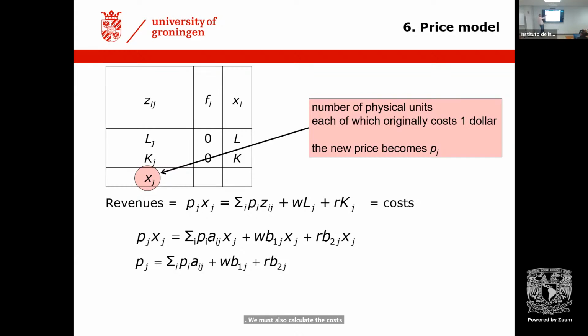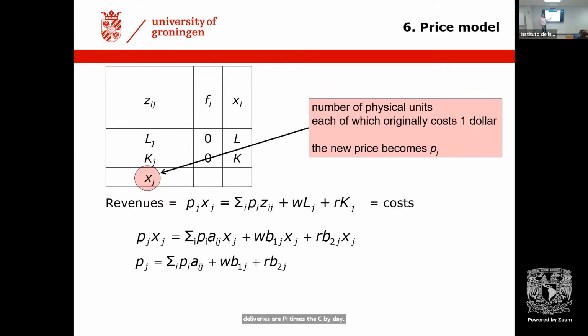So this is the amount of labor. It used to cost $1 for every physical unit, and now it costs W. So the labor costs are W times LJ. And the cost for capital is R times KJ. For intermediate inputs, we have here intermediate input of type I. It used to cost $1 per physical unit, and that now becomes PI. So the costs of intermediate deliveries are PI times ZIJ.